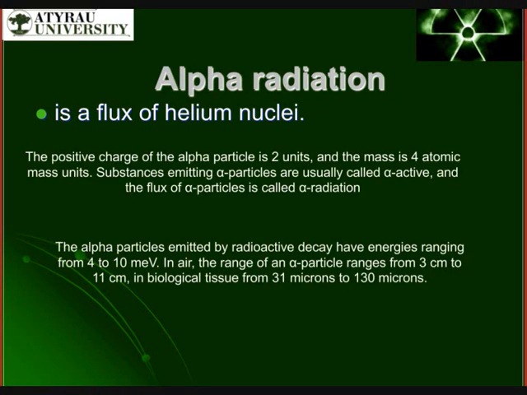Alpha radiation is a stream of helium nuclei. The positive charge of the alpha particle is 2 units and the mass is 4 atomic mass units. The alpha particles emitted by radioactive decay have energies ranging from 4 to 10 MeV. In air, the range of an alpha particle is from 3 cm to 11 cm. In biological tissues, from 31 microns to 130 microns.